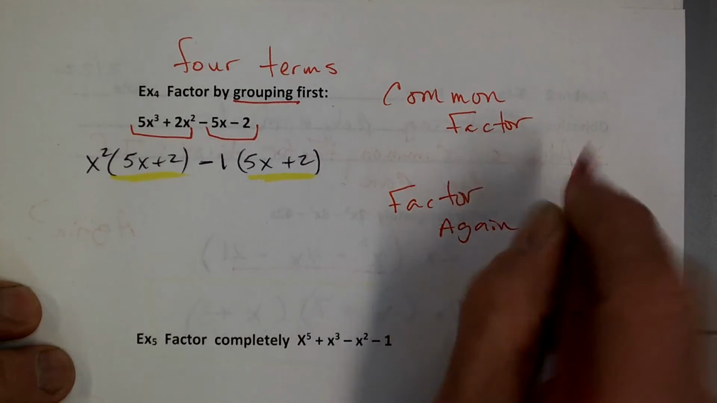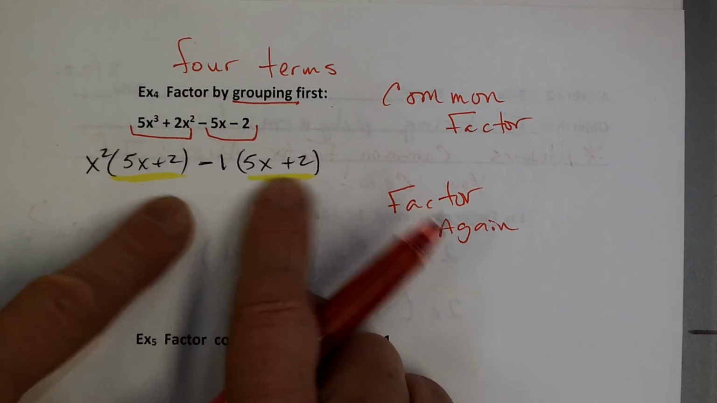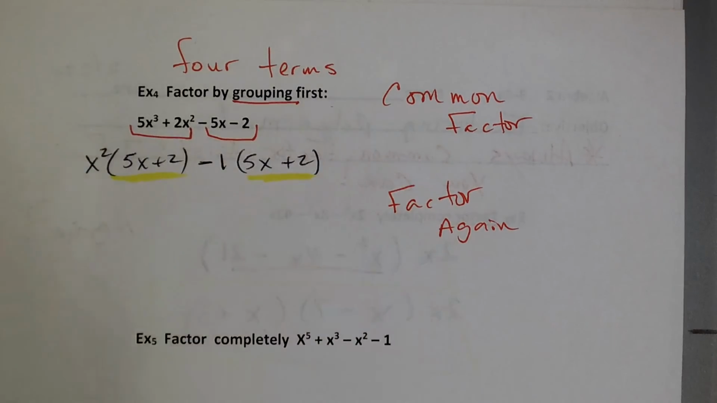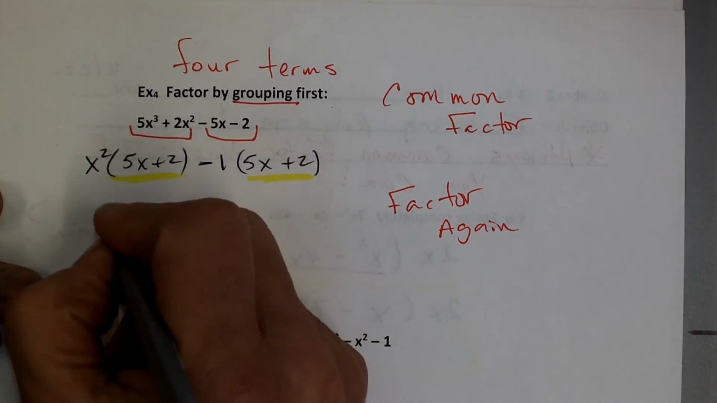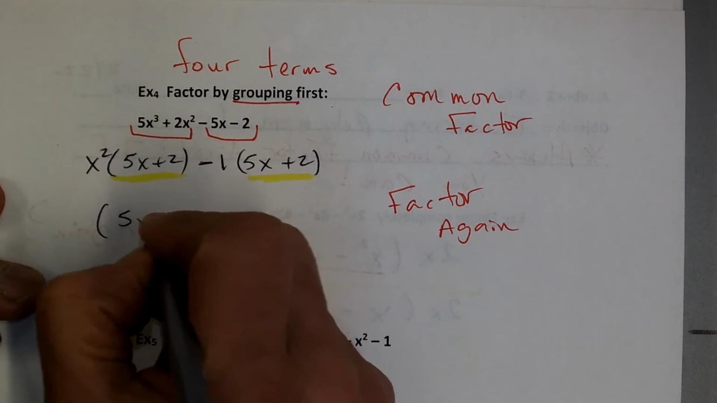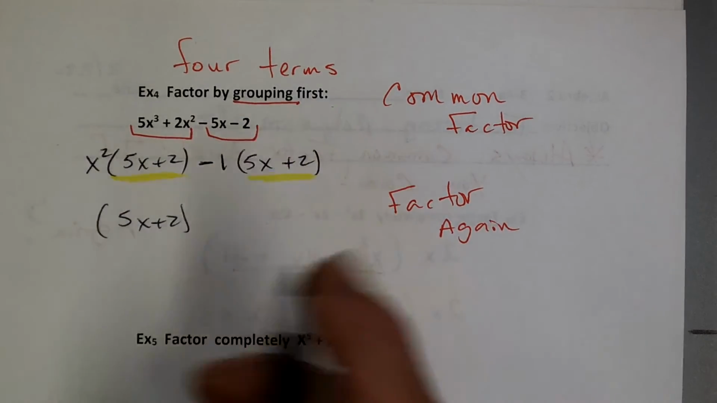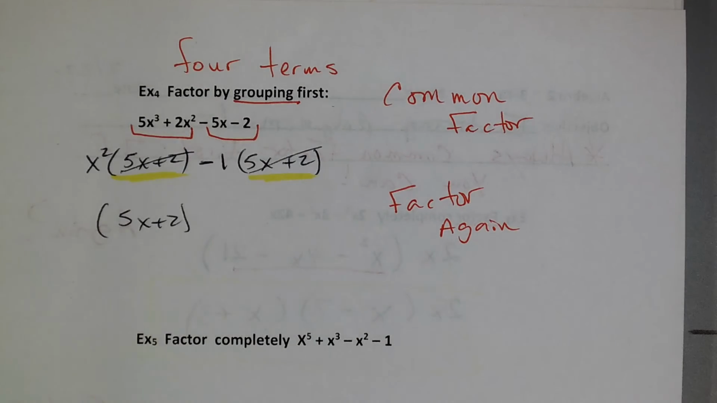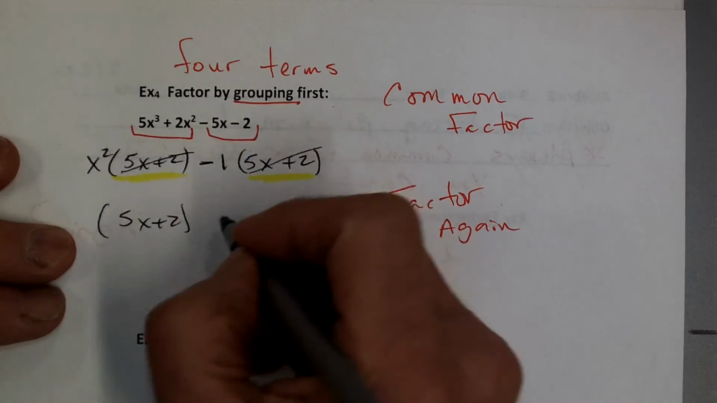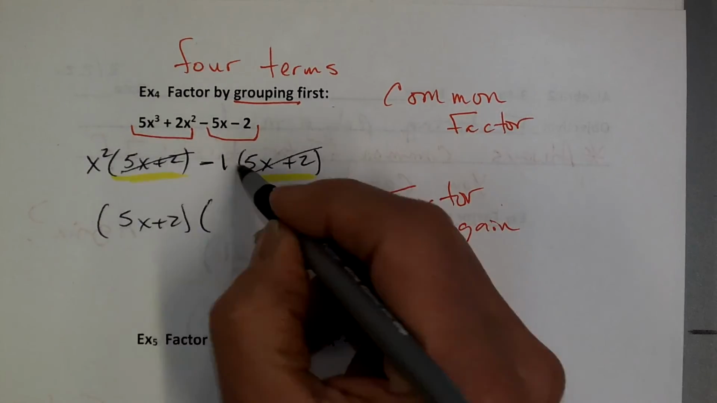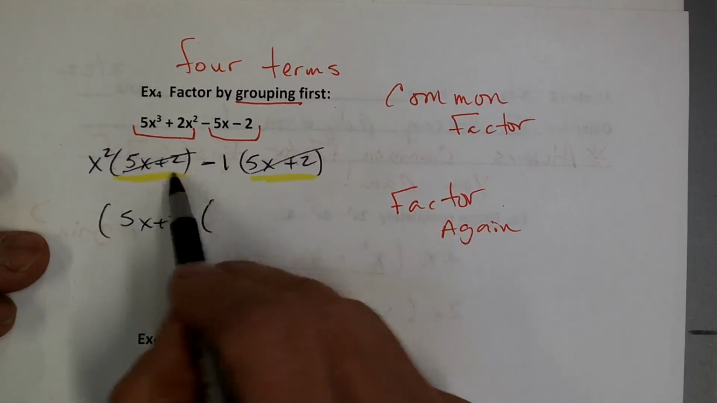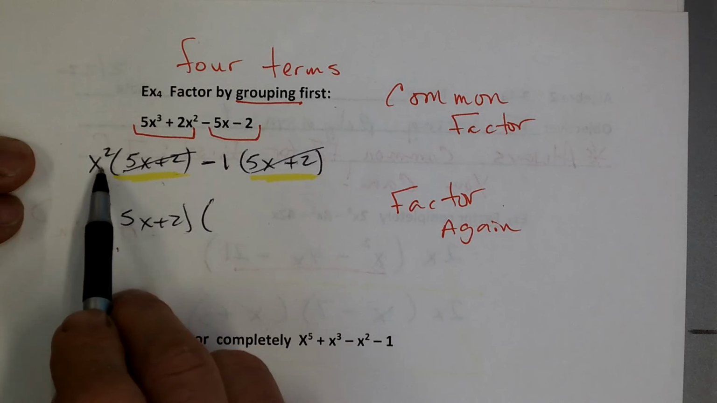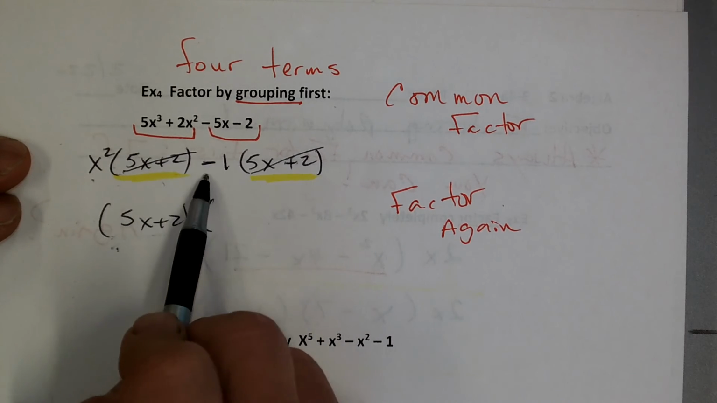If I factor again, what do these two have in common? Well, they've got the parentheses. They have the parentheses 5x plus 2 in common. And even though there are two of them, you only count it once. I sometimes like to cross it out so you don't get confused. I take that out of both, and then what's left over is the x squared minus 1.